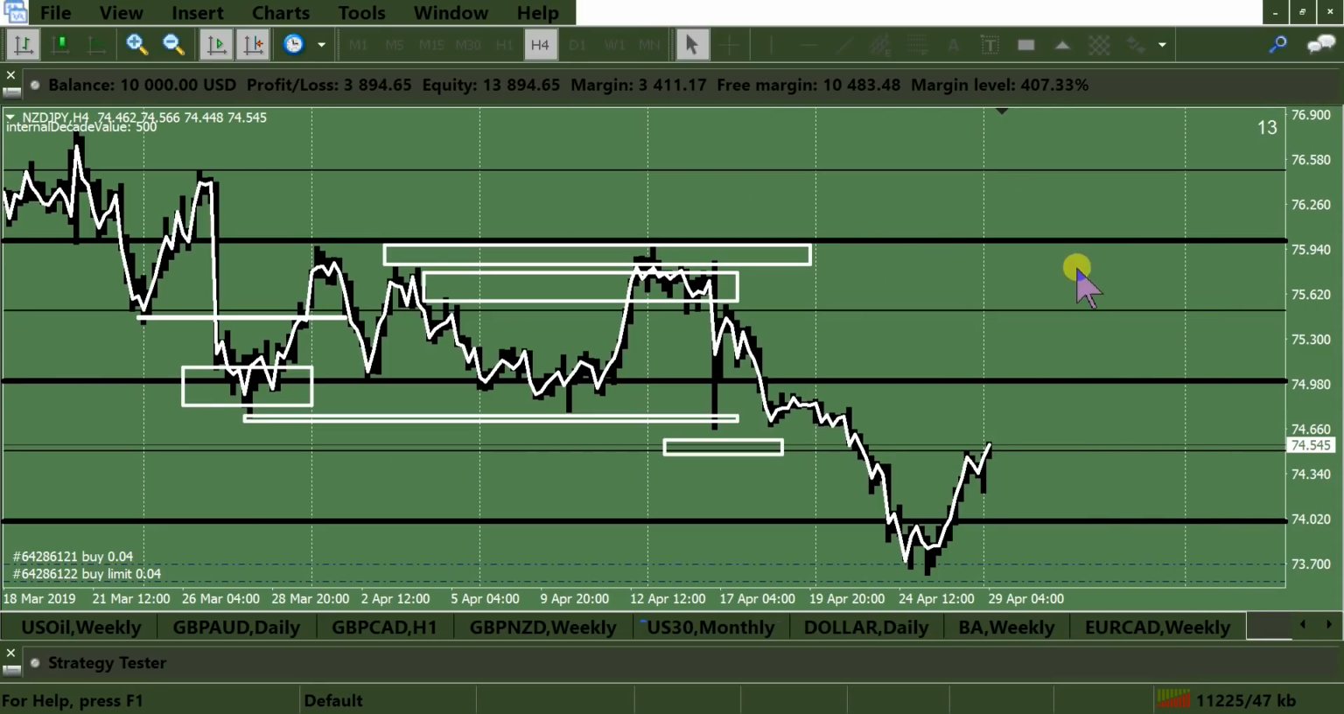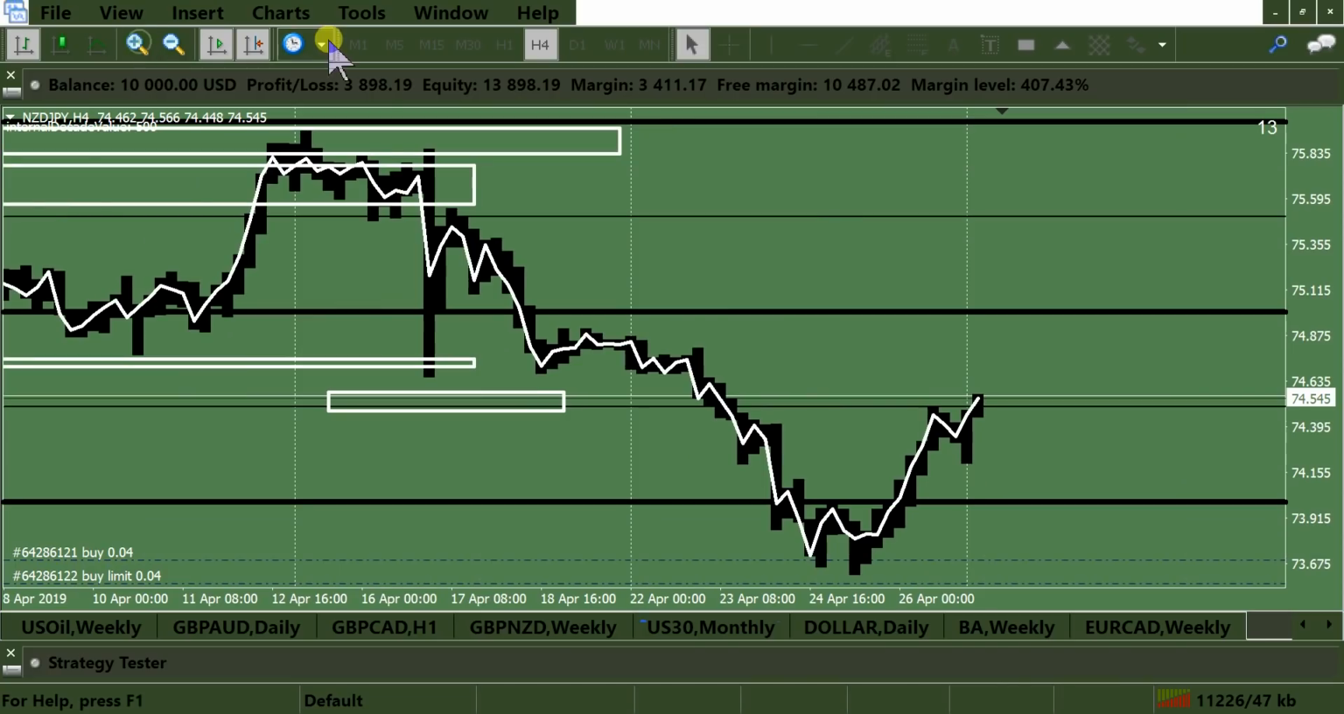Look at New Zealand versus the yen. This is doing the best. Look at this stop hunt here. Wow. See, here's where your 15-minute and 1-hour trailing limits are making money. And the breakout bot kind of got its ass kicked here.